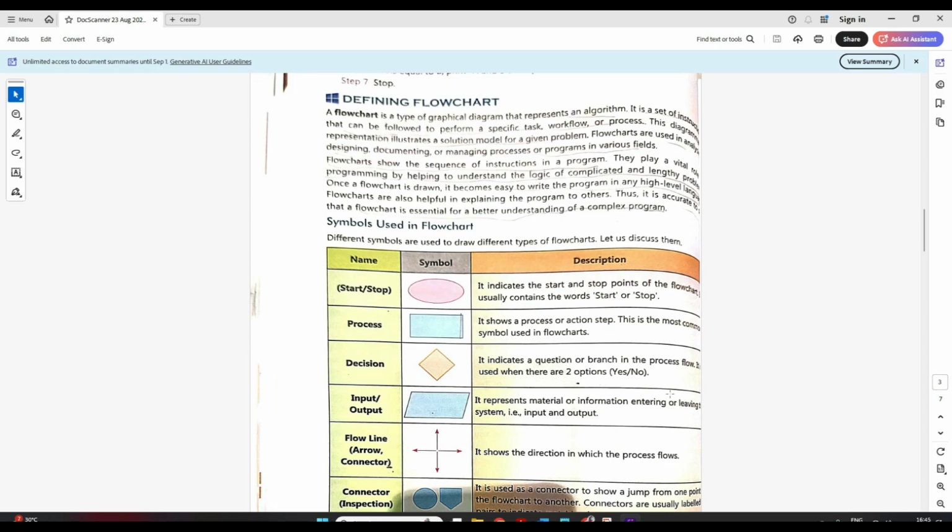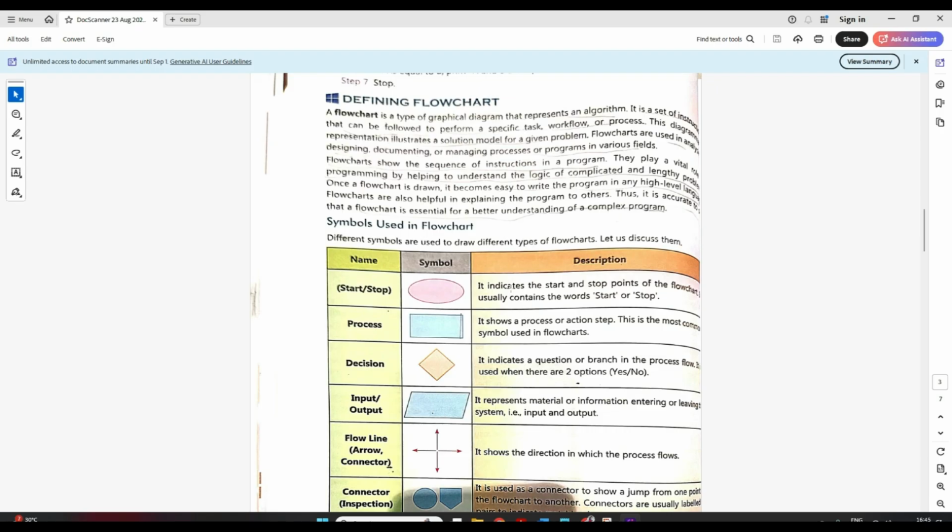Now let's move on to flowchart. What is a flowchart? Algorithm we saw is the step-by-step instructions that we write to solve any task or problem, right? Now flowchart is the same step-by-step instructions, but in a pictorial, graphical form. So a flowchart is a graphical representation of an algorithm. It shows the sequence of instructions in a program.